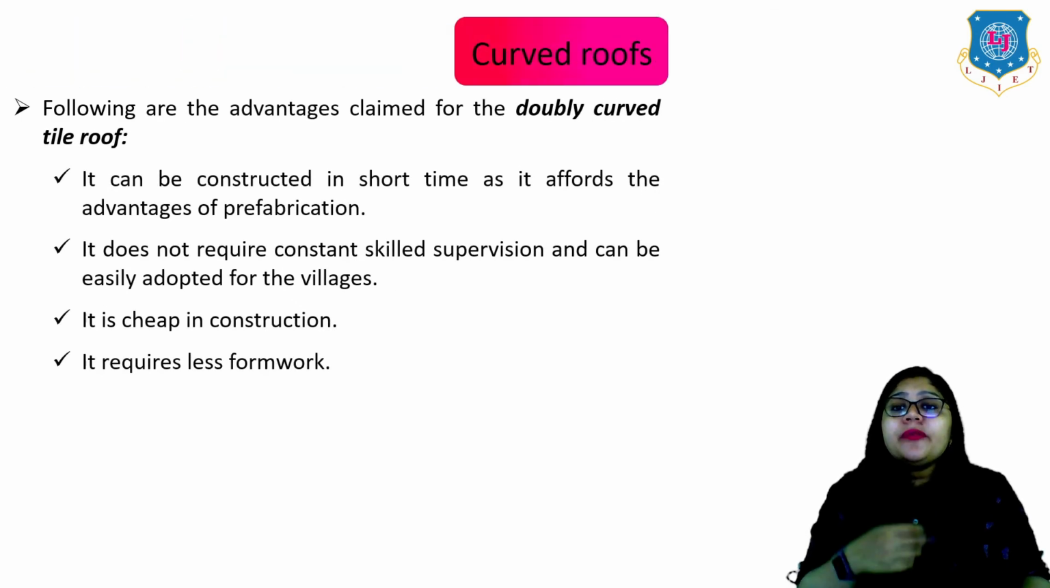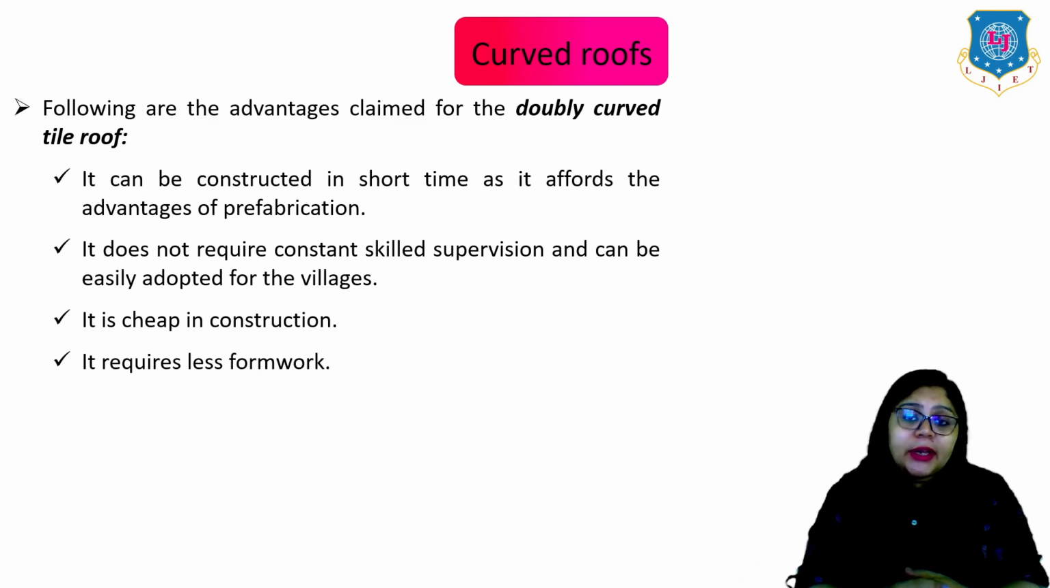Now, there are some advantages that are claimed for this doubly curved tile roof. First, it can be constructed in a short time as it affords the advantages of prefabrication. Second, it does not require constant skilled supervision and can be easily adopted for villages. It is cheap in construction and it requires less form work.